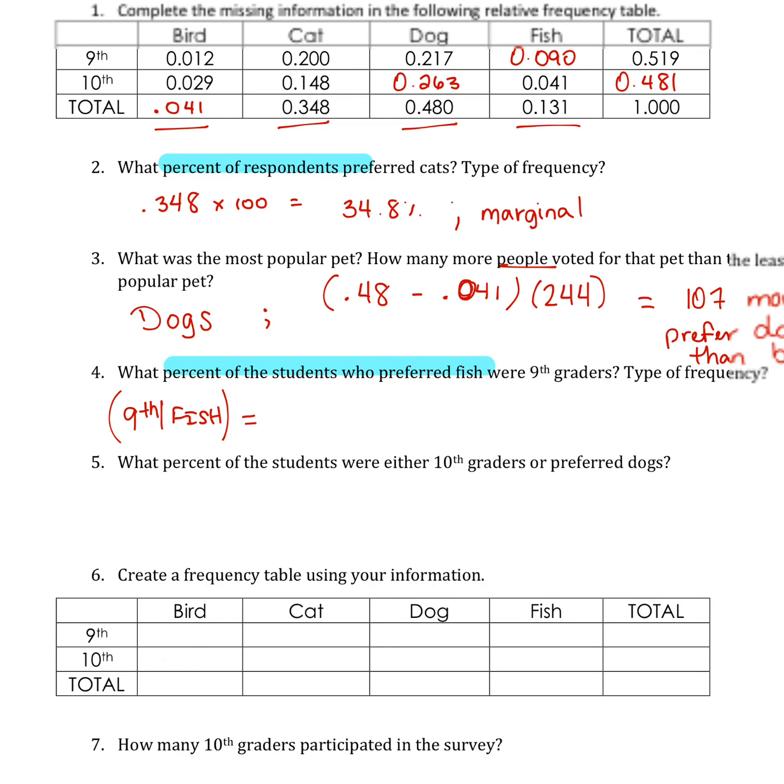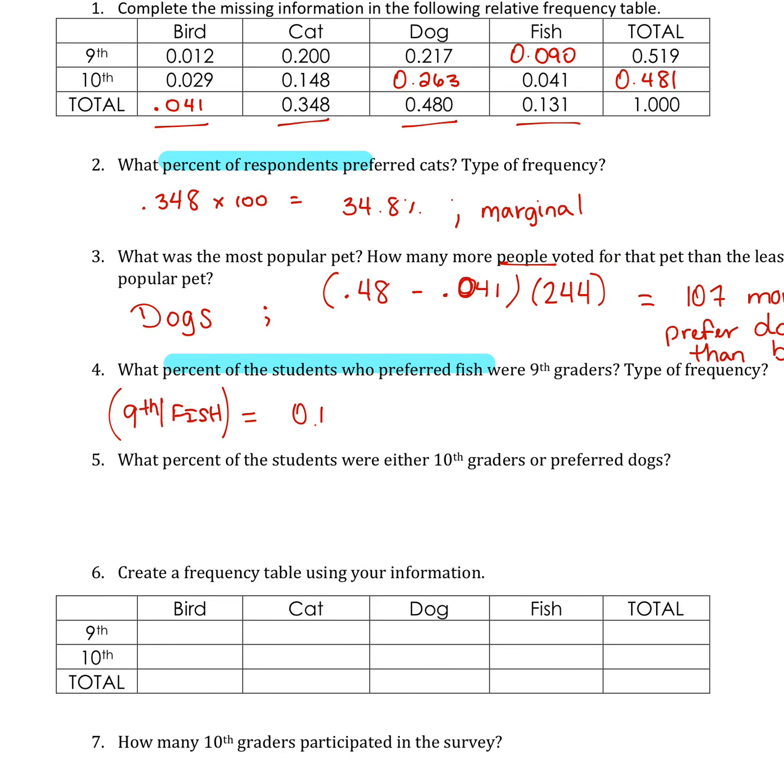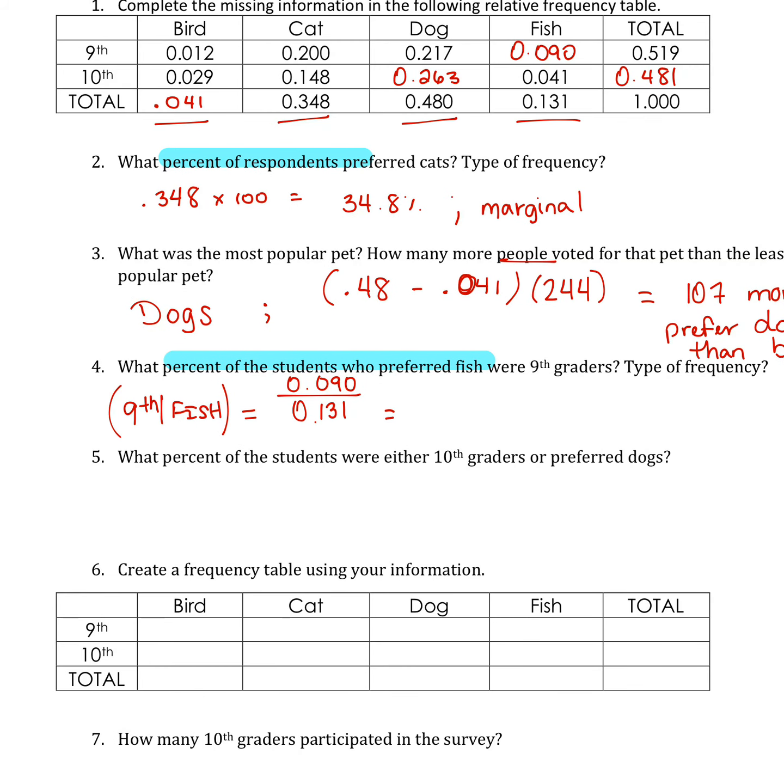Percentage of fish is 0.131. That's my denominator because my given always goes on the bottom. Of those 0.131 people, how many preferred fish that were ninth graders? And that number is 0.090. Divide that out, and we get 68.7%.